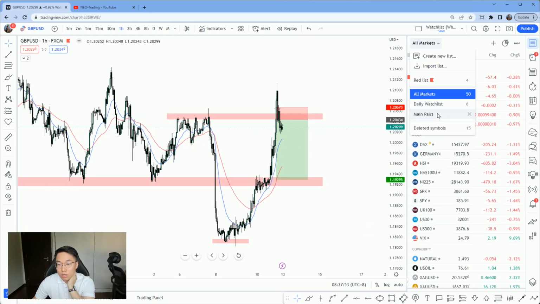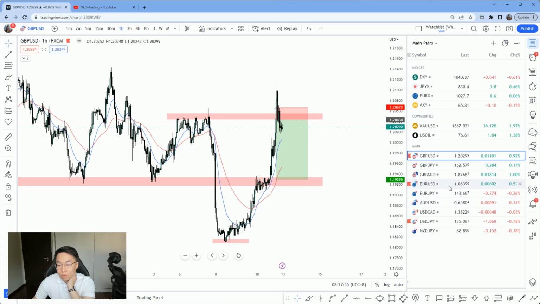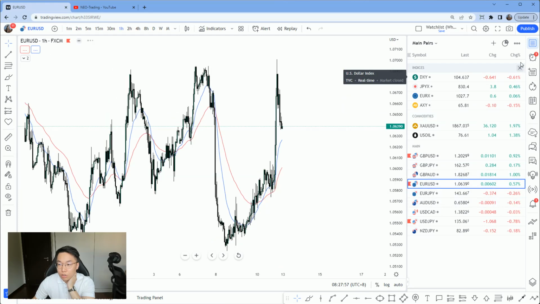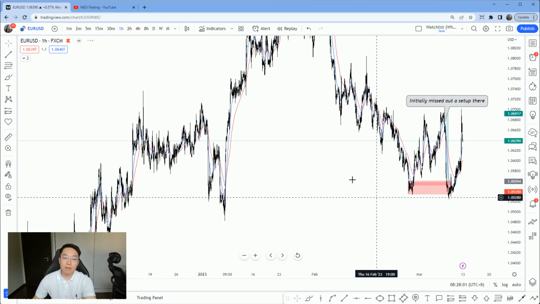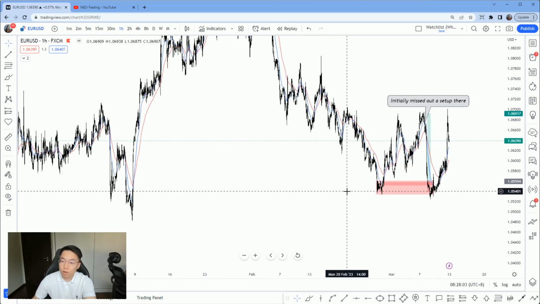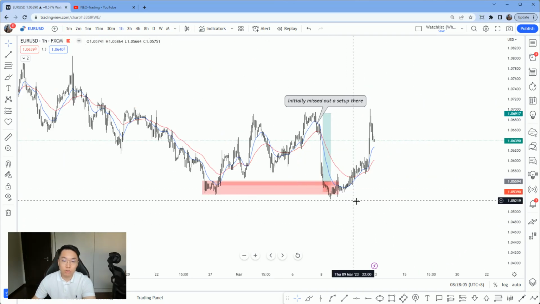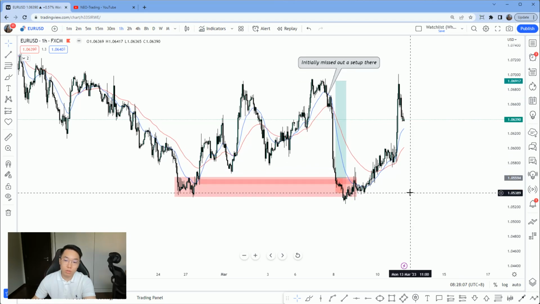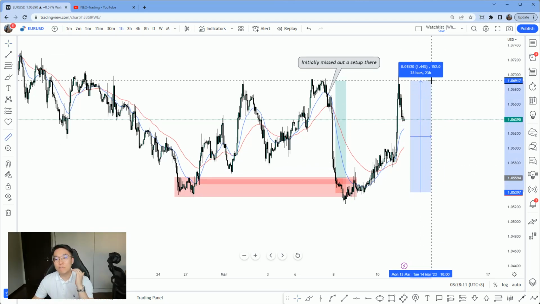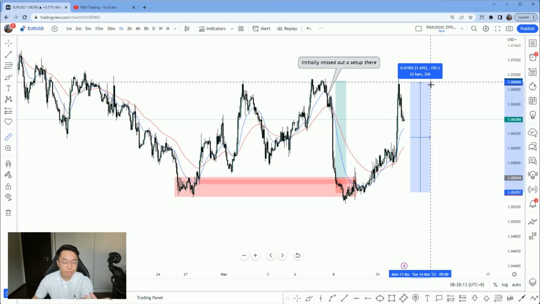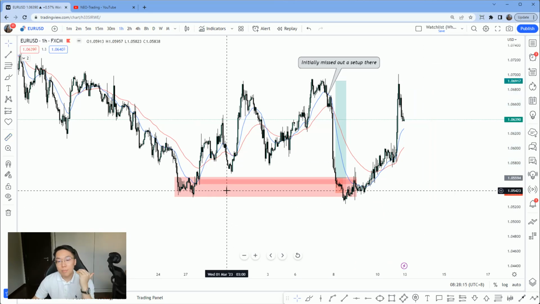And let's talk about euro dollar. Euro dollar was a particular position that I've called a long as well. I've called a long opportunity on euro dollar. If you caught the move, such a simple, such a clean one, 150 pips into your pocket by just buying into the previous key support level.